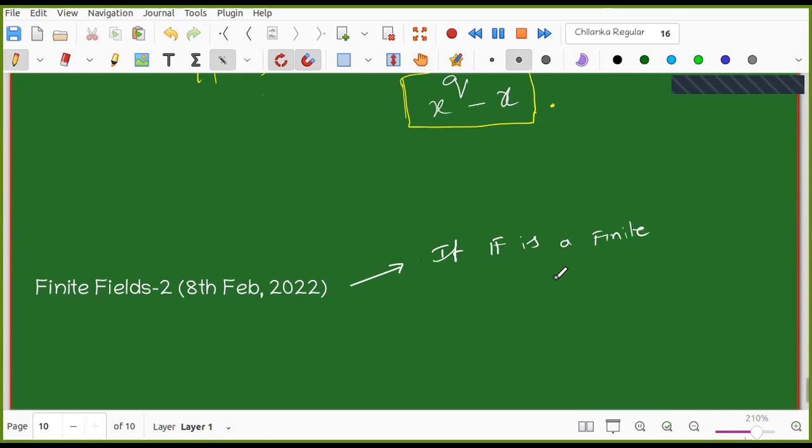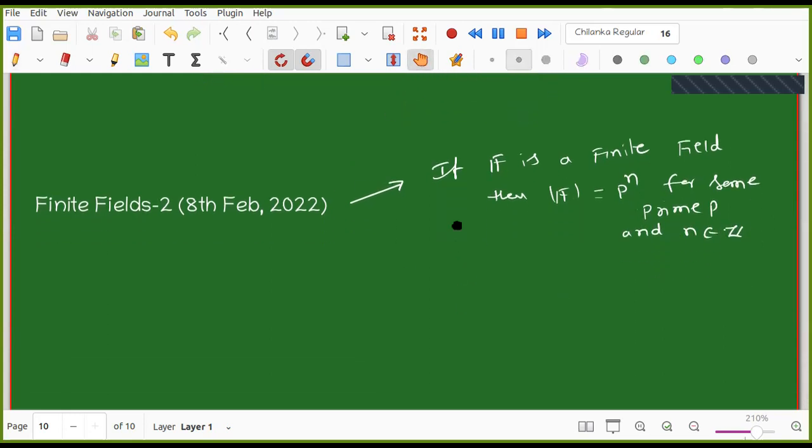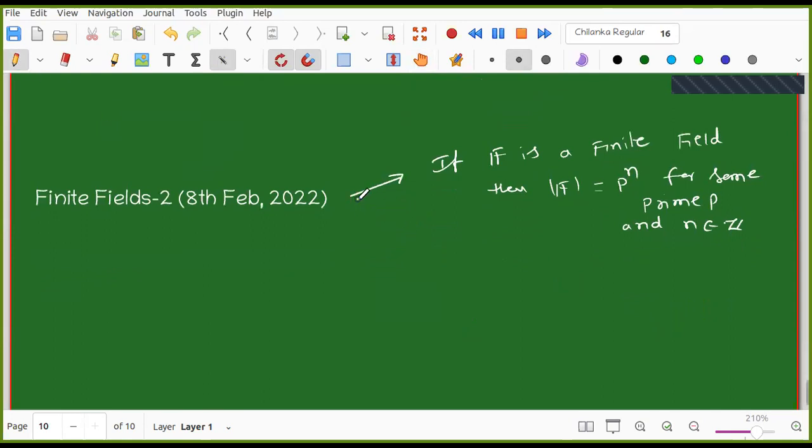So if F is a finite field, then the order of F equals p power n for some prime p and n belonging to the natural numbers. Are there any doubts here? Okay, good. This is one thing. Later we proved, and I'm just concluding what we did in the previous class, that F minus 0 with respect to multiplication is a cyclic group. These two things we did, right?